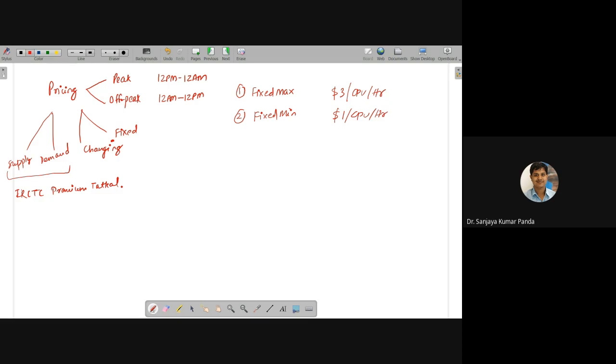So these are examples of which pricing schemes? Can anybody tell? Peak or off peak or fixed or changing or supply and demand? Can anybody tell what kind of pricing schemes these are? Fixed max and fixed min.